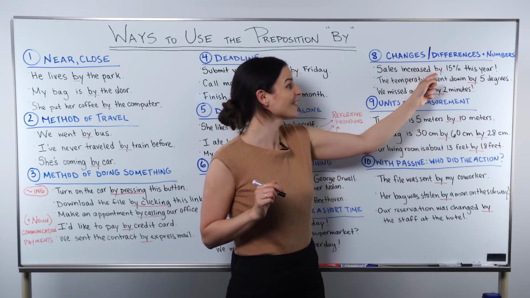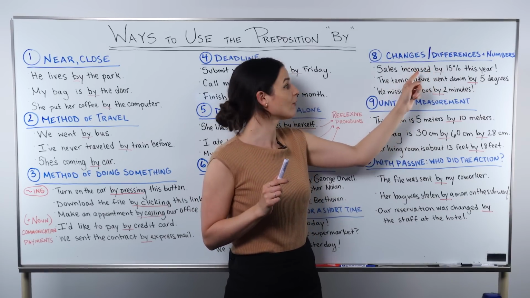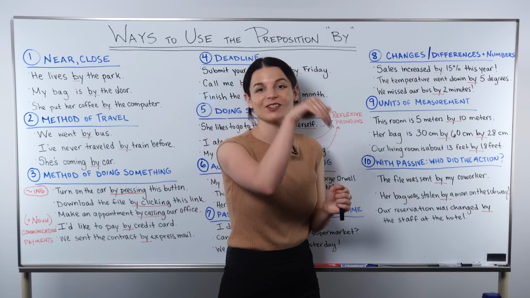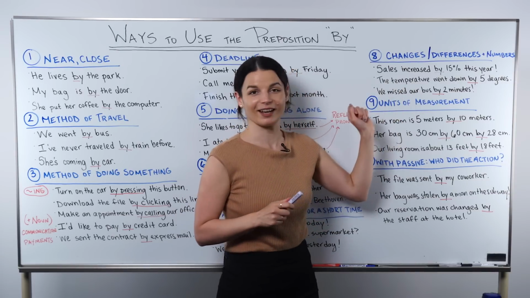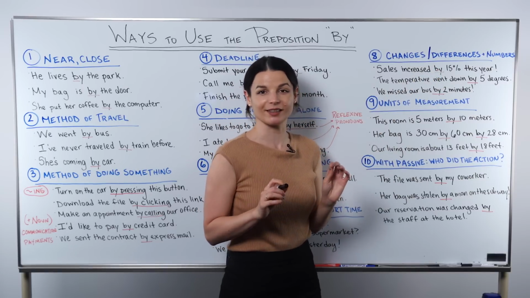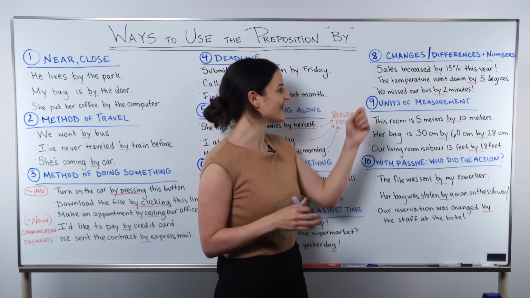Keep this one in mind. We tend to use this a lot with the verbs increase and decrease. Also just go up and go down. So we'll see that again in another example. So sales increased by 15% this year. That's the total change. Okay, next example.